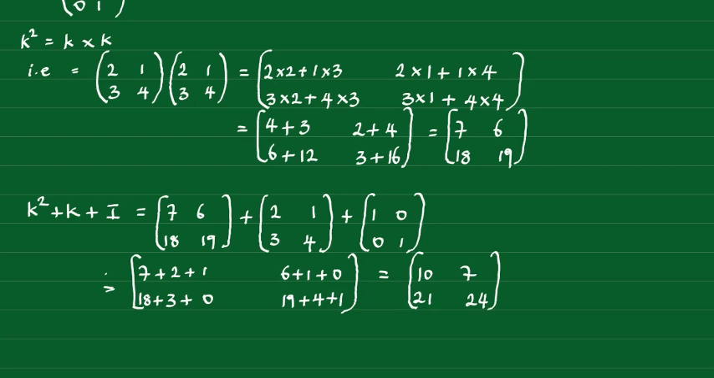Bracket close. Therefore, our answer is [10, 7; 21, 24].